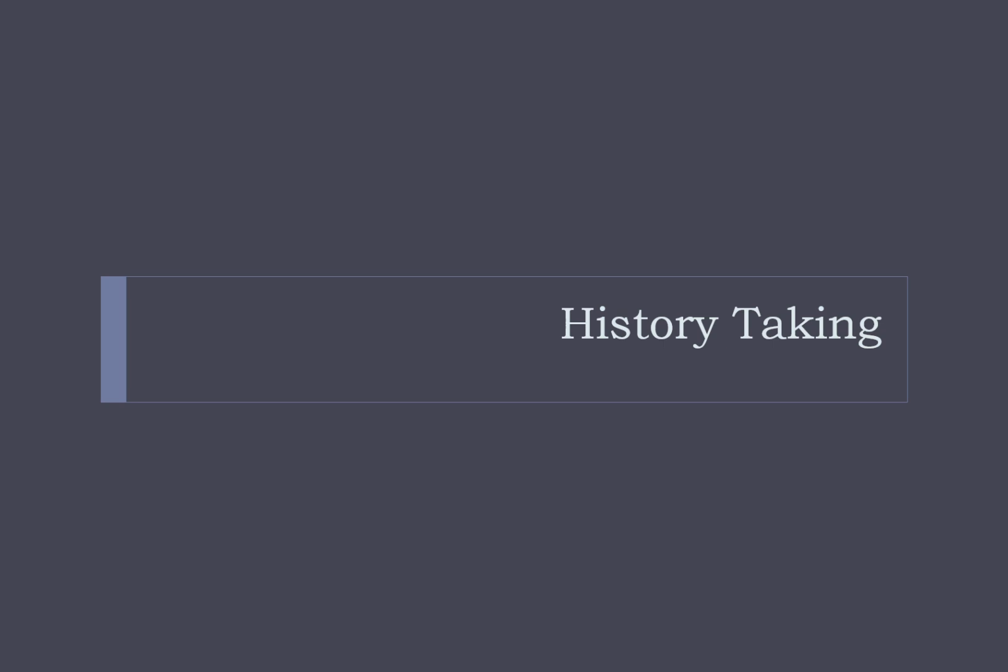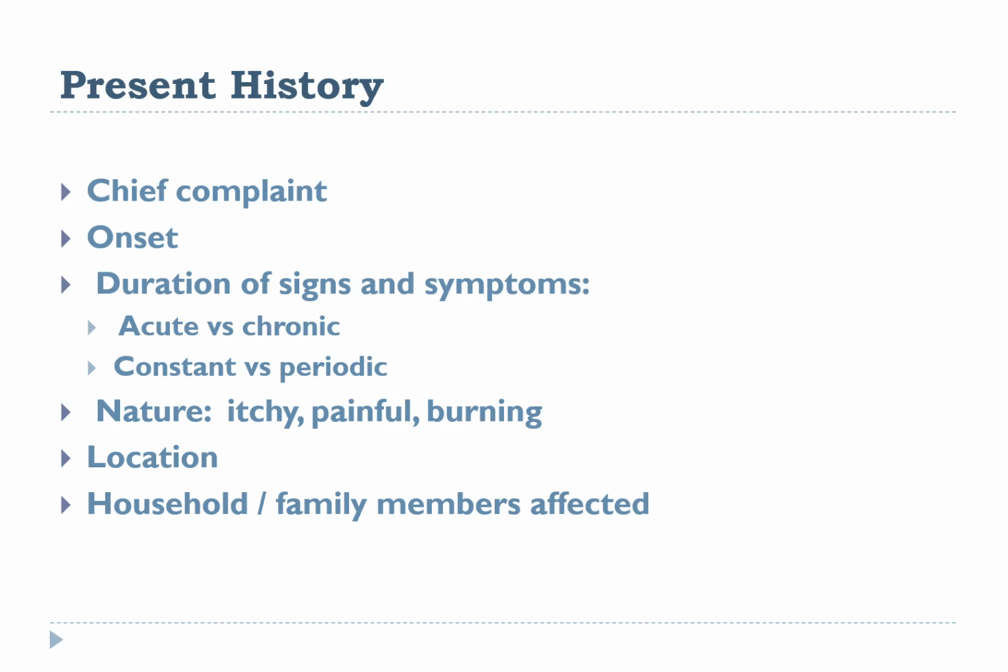Now we start with the history taking. When a patient presents with a chief complaint, it is important to inquire about its onset and characterize the signs and symptoms, whether they are acute or chronic, constant or periodic, and whether lesions are itchy, painful, or burning. We should determine their location and distribution. In cases where an infection or a hereditary condition is suspected, we should ask about affected household and other family members.